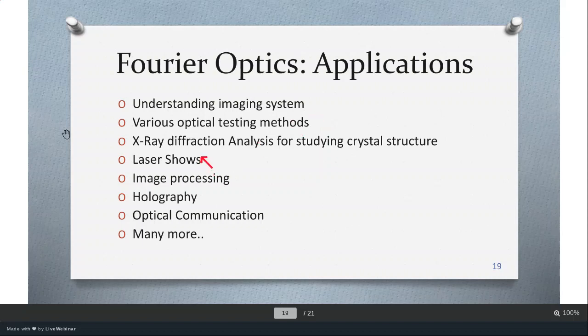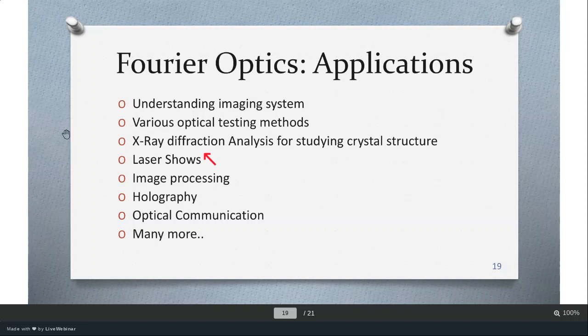The laser shows which we have been seeing in all the major inauguration programs, whether it is the IPL or the cricket World Cup or any other tournaments. In the laser shows, we can see that there are some 3D models which are appearing in the air. So how are they doing it? They are actually doing it with the help of diffraction, right? This is another application of the diffraction, which we had discussed earlier in the slides.